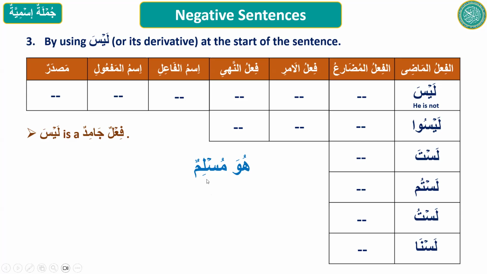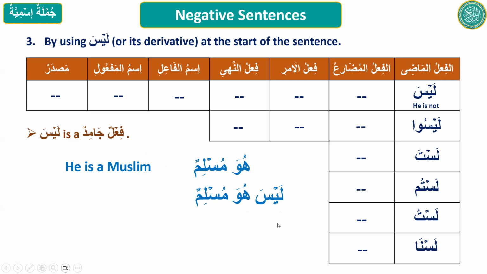So huwa muslimun, again, I'm using the same sentence. Huwa is the mubtada, muslimun is the khabar. Huwa muslimun means he is a Muslim. I want to make it a negative sentence using laysa or any of its derivatives. So for this one, I will use laysa because of the huwa. Laysa has huwa in it, right? So it will be laysa huwa muslimun.